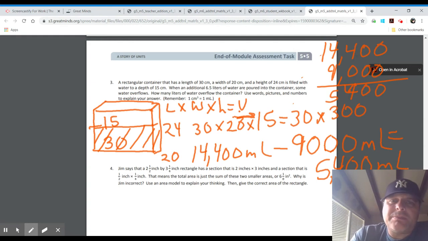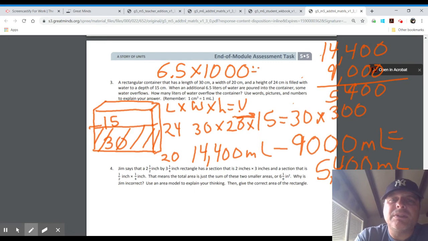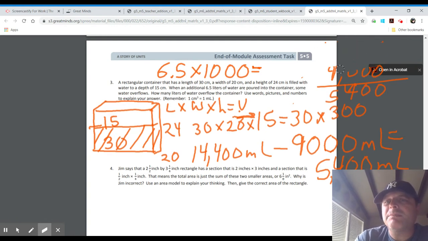Now, it says we're going to add another 6.5 liters. I'm going to convert 6.5 liters into milliliters. I know that 1 liter is worth 1,000 milliliters, so 6.5 times 1,000 will be the amount of milliliters you get with 6.5 liters. Let me erase some more stuff here so we have room to work. You're following me? Okay, I am erasing all this math right here.